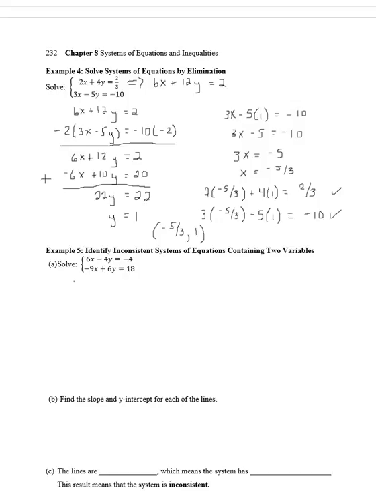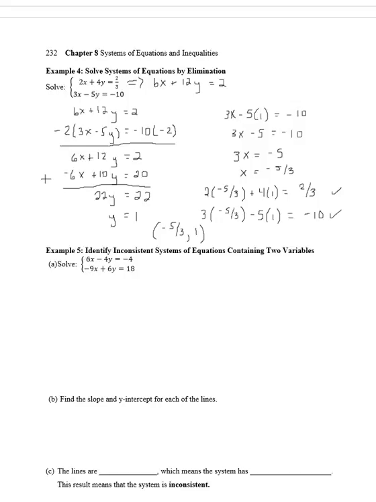Okay, now we're going to talk about the past several examples have been where we had two separate lines that intersected at one point. Now we're going to talk about one of the other two cases. So now we're going to talk about where the two lines are parallel and how we can figure that out.